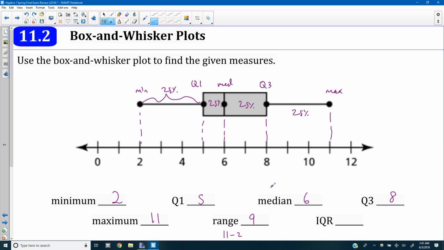IQR stands for interquartile range. It's basically how long the box is, going from Q1 to Q3. So I get to do 8 minus 5, which is 3. They don't ask us to describe this at all. It's rather symmetrical, though. The whiskers are the exact same length. The median is really only shifted one way or the other here. Not much difference when it comes to that, I guess. Pretty symmetrical.